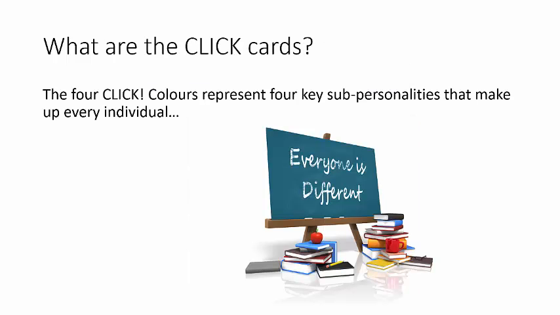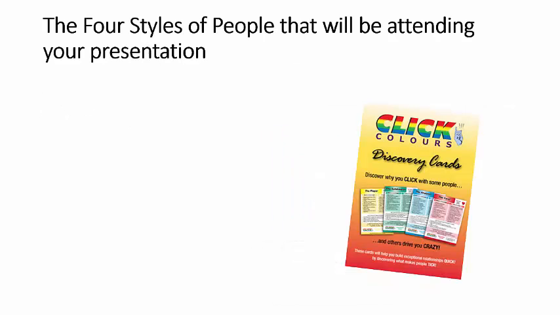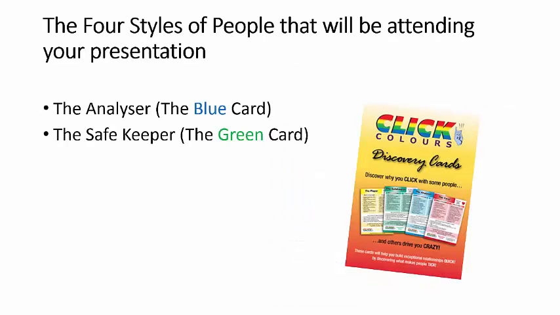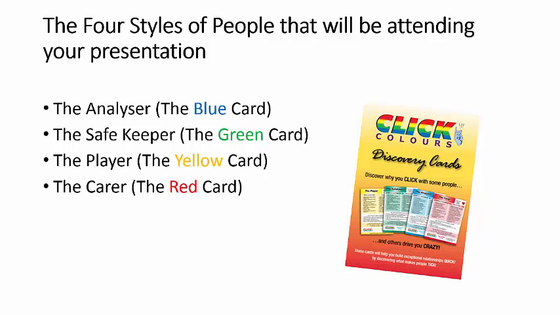So what are the Cliq cards? Well, the Cliq colours represent 4 sub-personalities that make up every individual. The creators of the cards spent decades using a variety of personality profiling tools. In fact, they analysed over 60 different types in developing the Cliq model. They came up with the 4. Let's see what they are. There's the analyzer, the safekeeper, the player, and the carer.